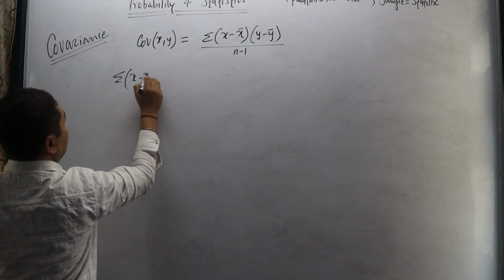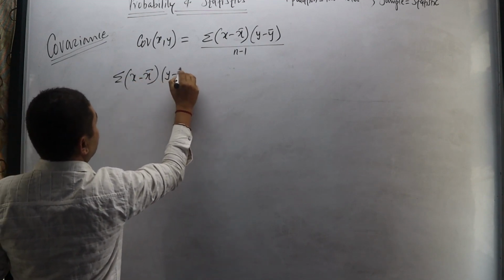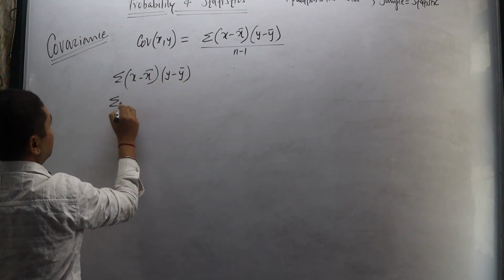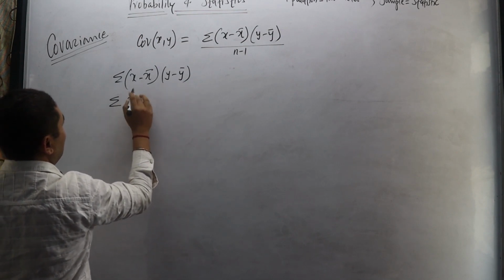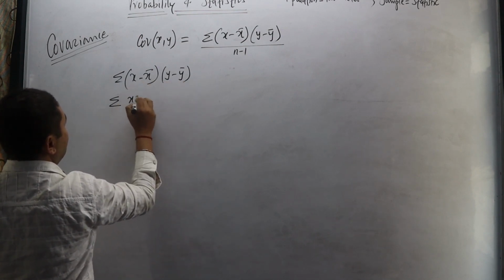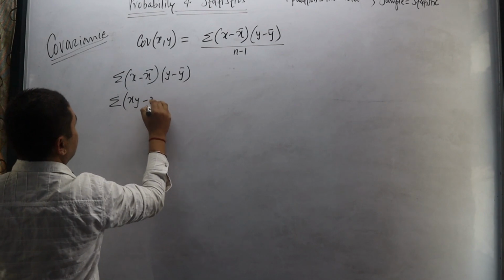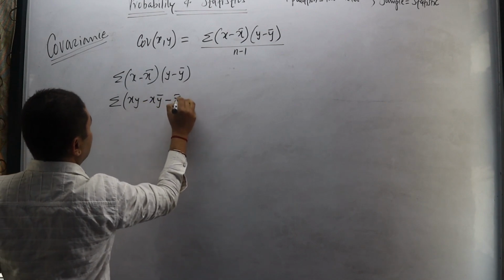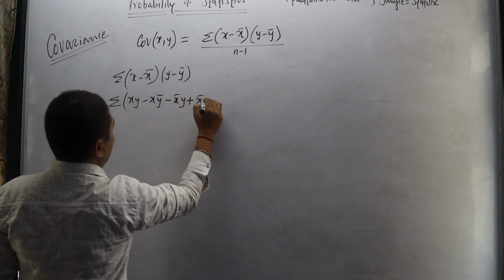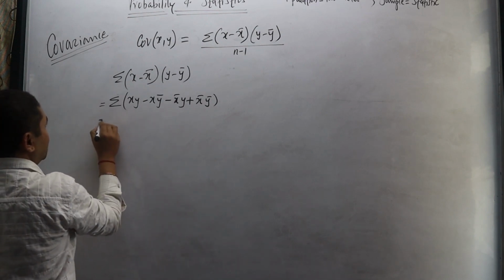So it is (x minus x bar) into (y minus y bar), and let us play around with it. This is the summation, and let us multiply it out: xy minus x y bar minus x bar y plus x bar y bar. This is the general notation, and now let us operate it with the summation.